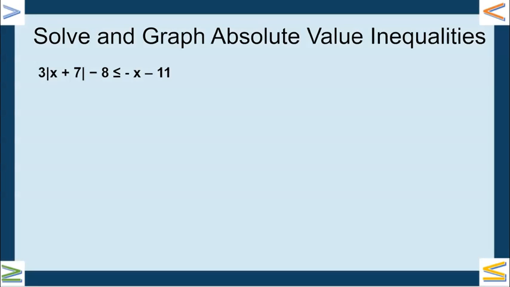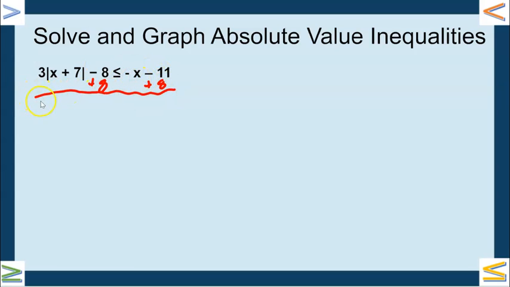Next example. We have 3 times the absolute value of x plus 7, minus 8, is less than or equal to negative x minus 11. Since this one has less than, I know I'm going to be using the keyword "and". And I can't write a simplified form of this because I have a variable on both sides. So I'm going to do 2 separate equations here. But the first thing I'm going to do is get the absolute value by itself. So I'm going to add 8 to both sides.